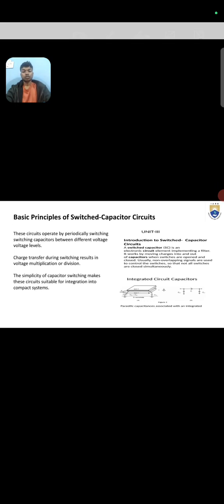An introduction to switched capacitors. A switched capacitor (SC) is an electronic circuit element implementing a filter. It works by moving charges into and out of capacitors. When switches are opened and closed, usually non-overlapping signals are used to control the switches so that all switches are not closed simultaneously. This also involves integrated circuit capacitors and parasitic capacitors associated with an integrated circuit. These are the basic principles of switched capacitor circuits.